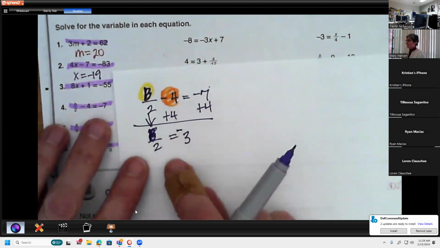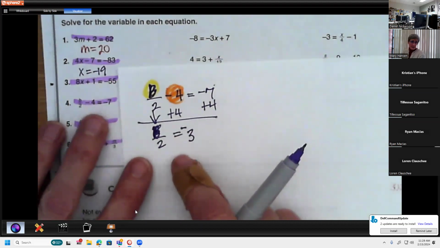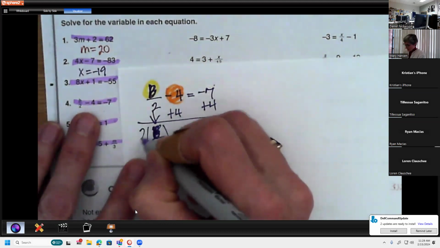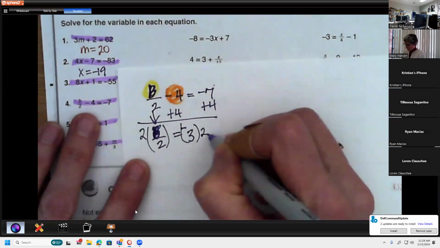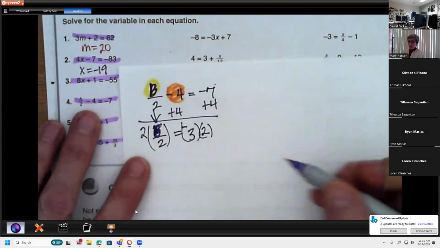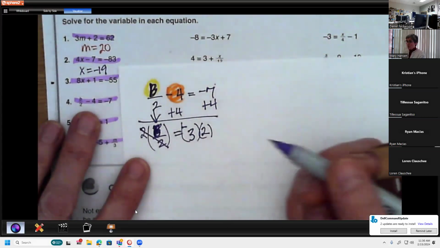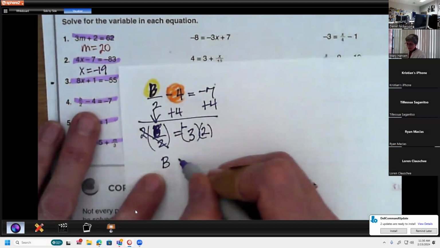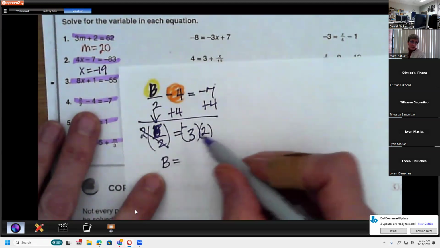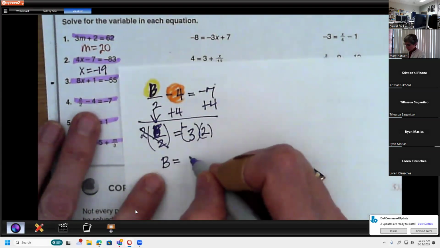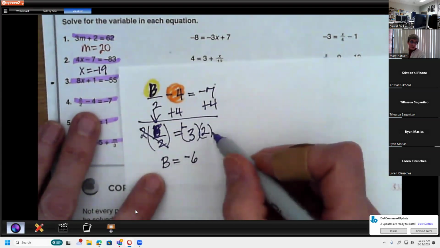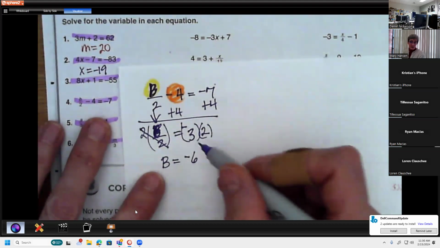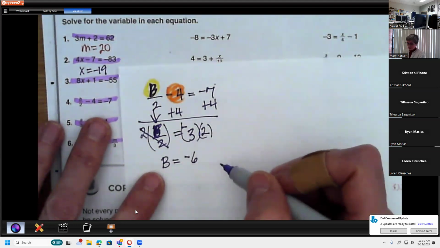So that's B divided by 2. The opposite of dividing by 2 is multiplying by 2. 2 divided by 2 is 1. And so I'm left with B equals -3 times 2. Signs are different. So my answer is going to be negative, and 3 times 2 is 6.